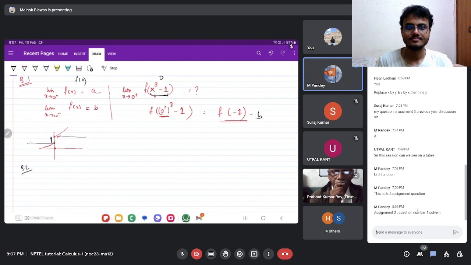Limit x tends to 2, in brackets x square, limit g of x as x tends to 1. This is x tends to 1, g of x is equal to 2. Then find the limit as x tends to 2 of g of x minus 1.